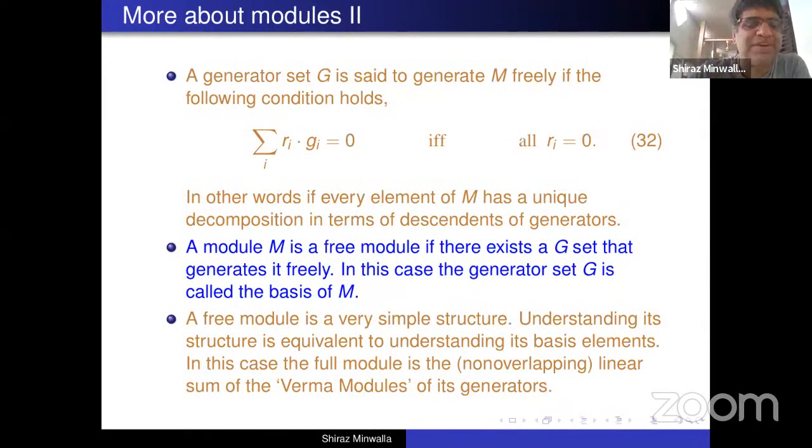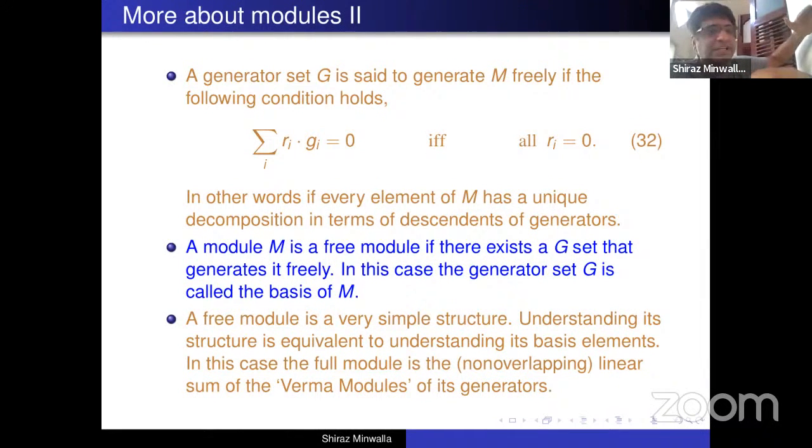Oh, so there's one more abstract thing, I'm sorry. Three more abstract things, sorry. A generator set G is said to generate M freely if the following condition holds: if there is no non-trivial relationship between descendants of all the generators of G. Okay?